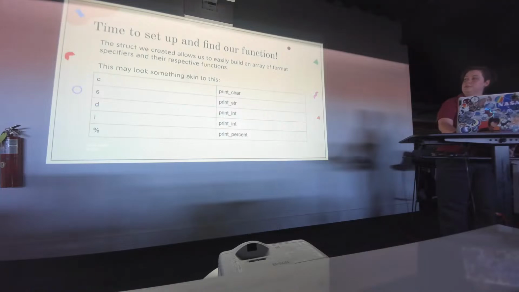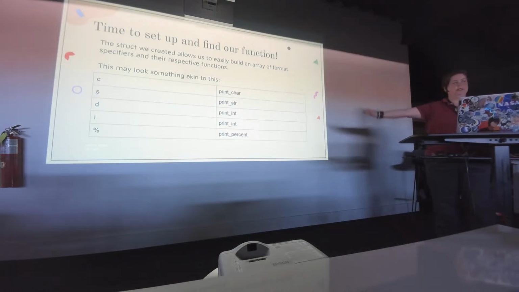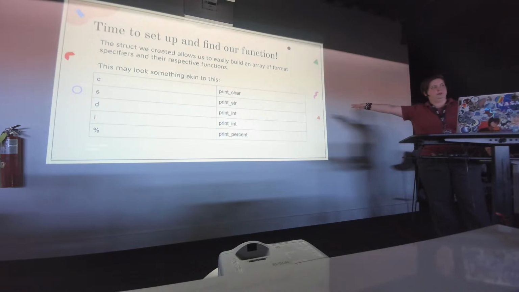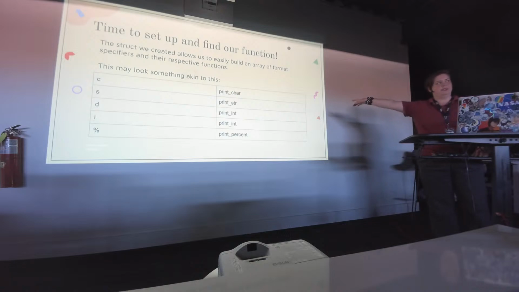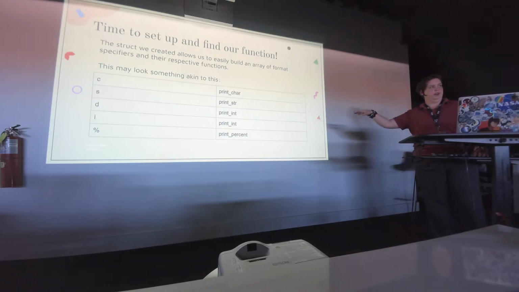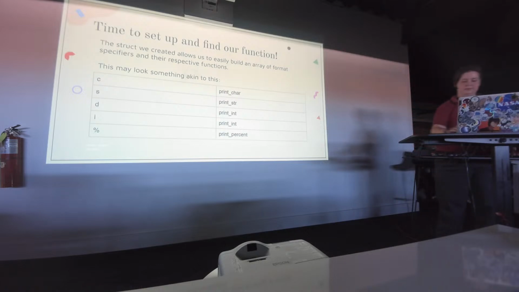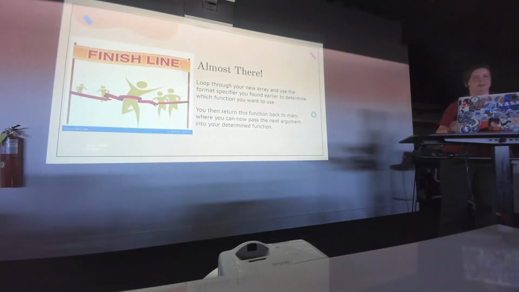So, time to set up our functions. The struct we created allows us to easily build an array of format specifiers and their respective functions. It'll look something akin to this. So our struct individually will have a c and print char. That'll be our function pointer. We'll have another struct, s, print str. That'll be another function pointer. d, print int. Follow so far? Yep. Awesome. We're almost there.